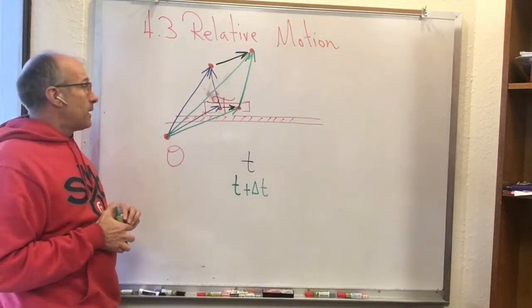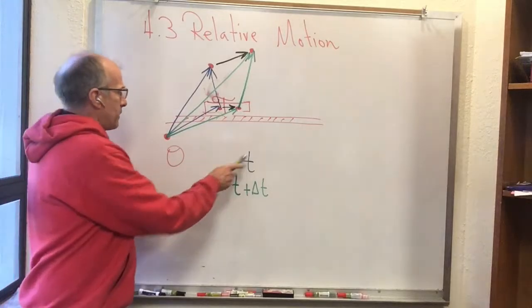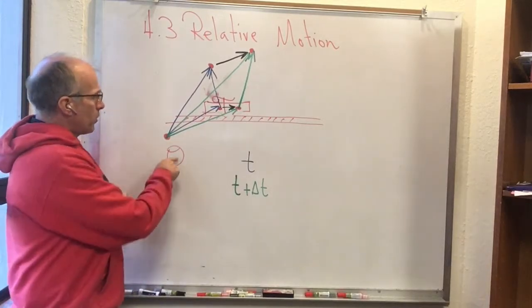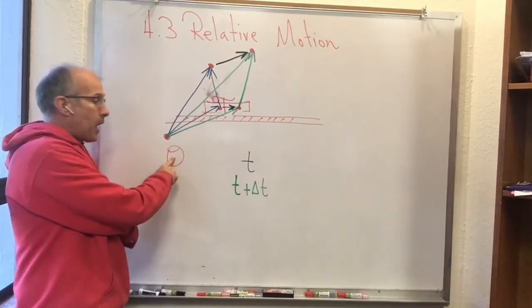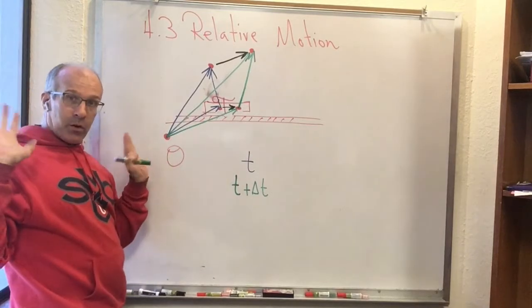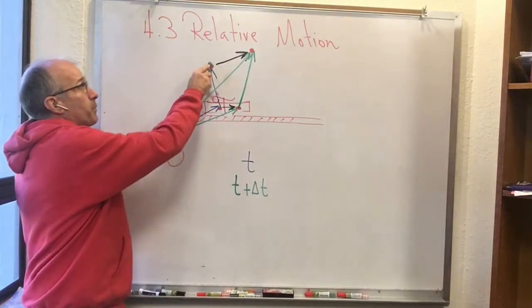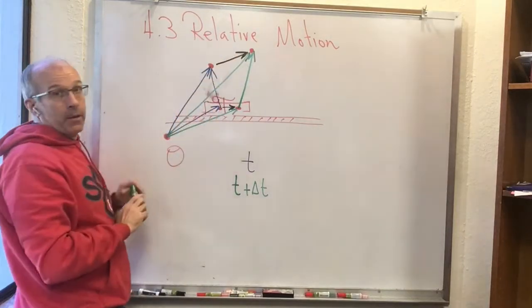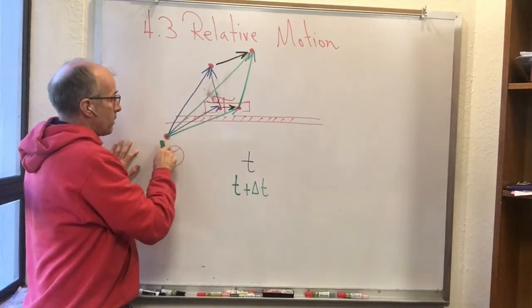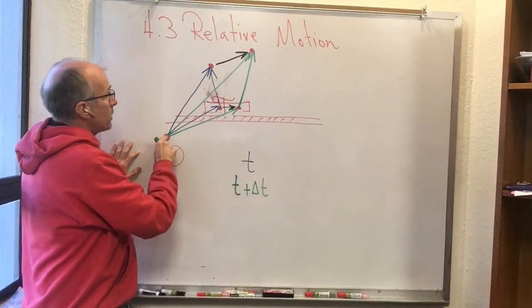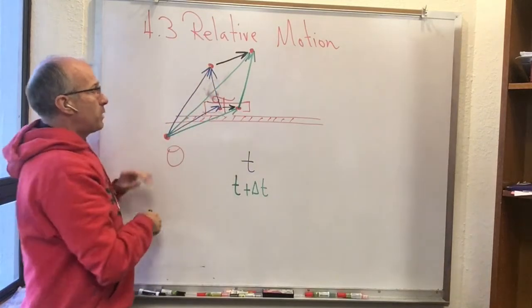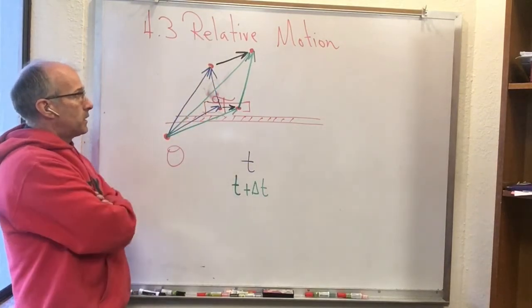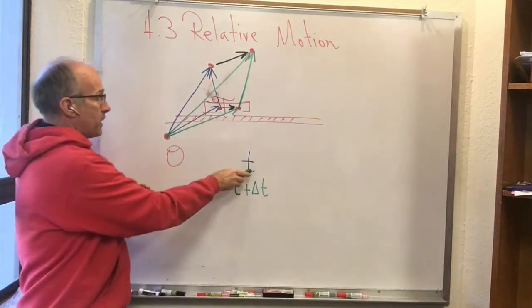Okay? What's going on at t? At t, you're the observer. I'm going to just say you're the observer, you're at rest, you're watching something up here. Let's say this is a plane, okay? So here in blue is what you say the position of the plane is at time t.